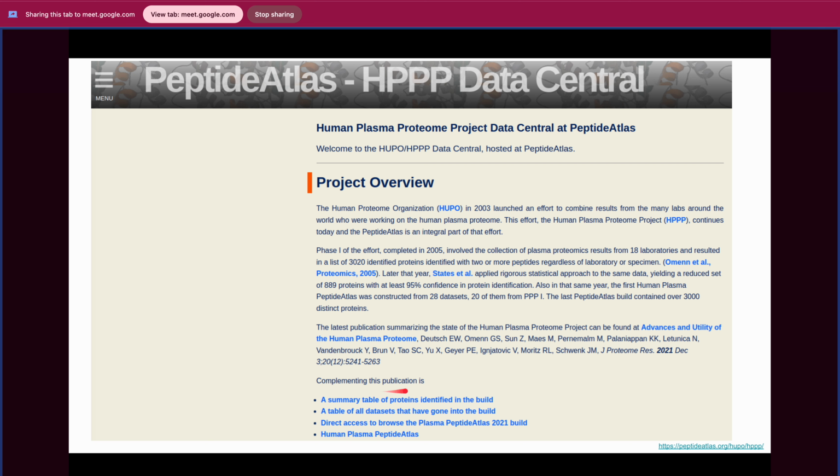And then there is some other information which also complements these publications. So, a summary table of proteins identified in the build. What does build mean? Each year new data means new proteins have been identified, and new things keep on adding. So what they do is they do not mix all that information. They keep them as separate builds, or we can say separate versions.